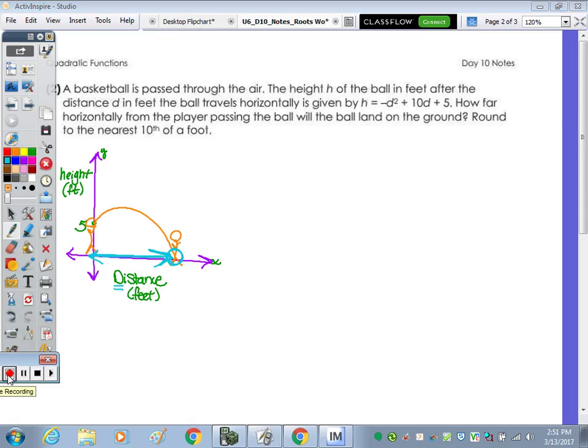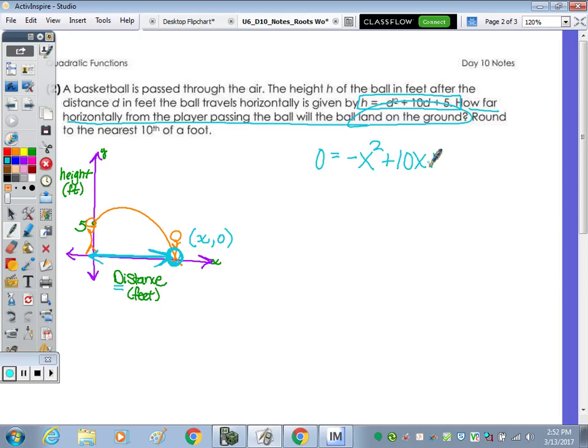So in this question here, we have our height compared to distance with the equation h equals negative d squared plus 10d plus 5. So it's upside down because of the negative, and it has an intercept of 5. So here are two players. We want to find the distance between the two. We're looking at how far horizontally from a player passing will it land on the ground. So we're solving for d or solving for x. So right here, again, what is the x value when y is 0? So it's 0 equals negative x squared plus 10x plus 5. Which method would you like to use?